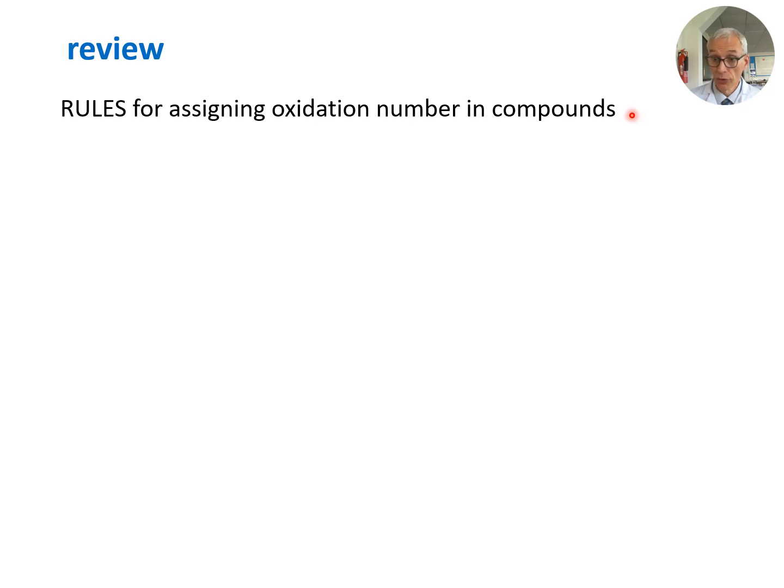There are rules for assigning oxidation number in compounds and in elements. So I'll remind you of the first rule, which is that elements are always 0. Then there are rules for the elements that appear in compounds. Pause the lesson and write down as many of those rules as you can recall. Come back and I'll go through them.